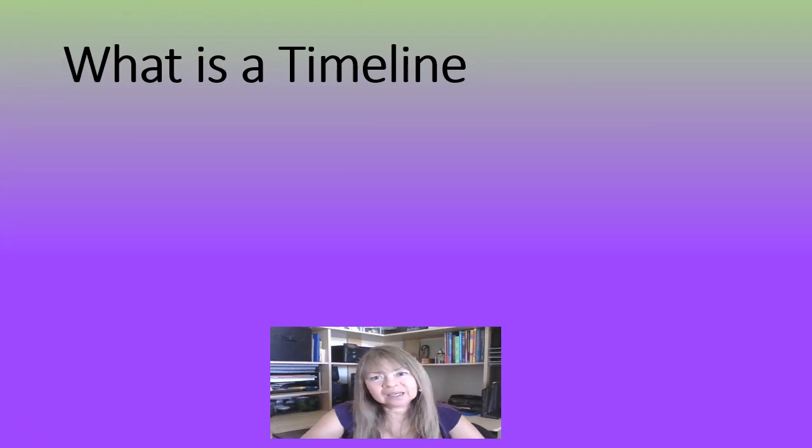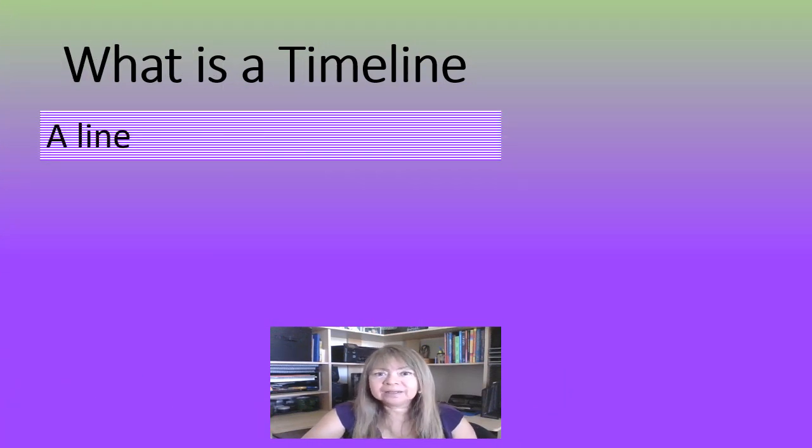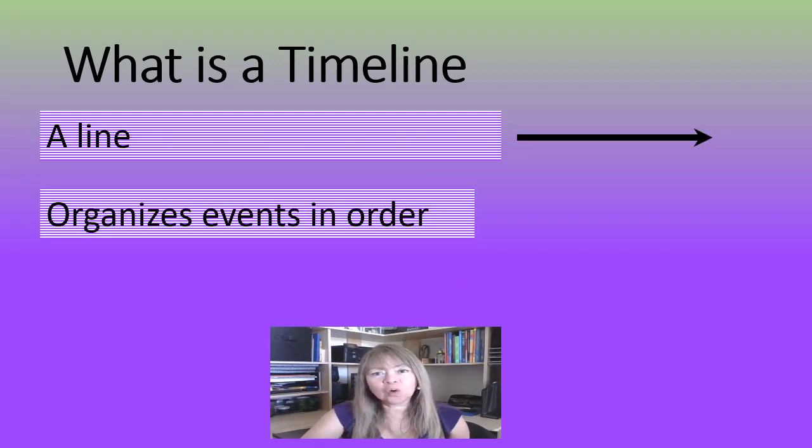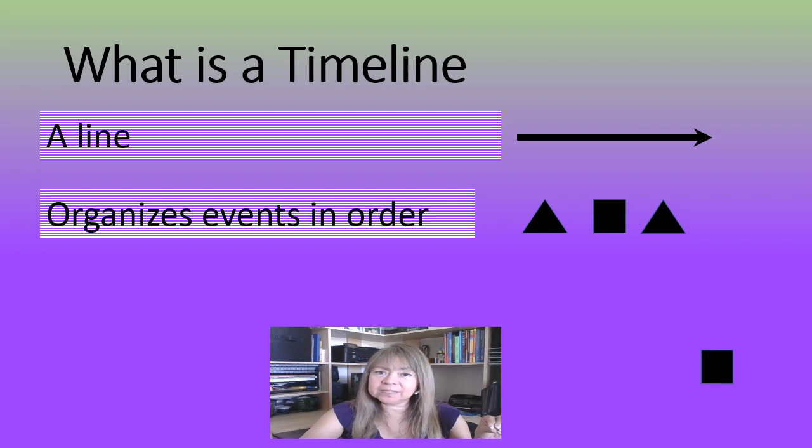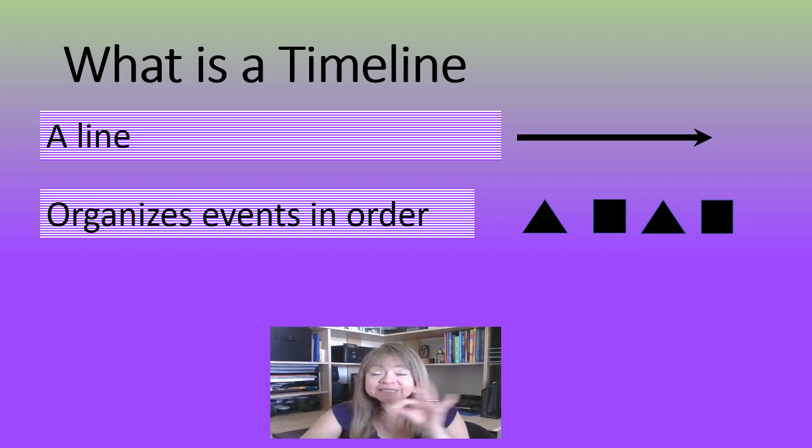But what is a timeline? A timeline is a line, a long line. And this line is going to help us to organize events in order. It's like when we read a book and we have different events in the story and we place what happened at the beginning, what happened in the middle, and what happened at the end. This line is going to help us to organize events.